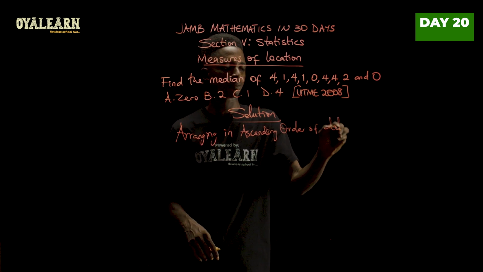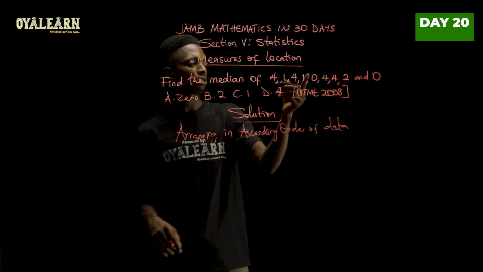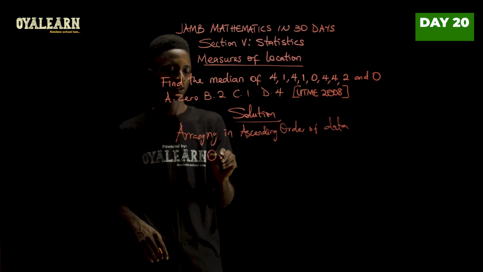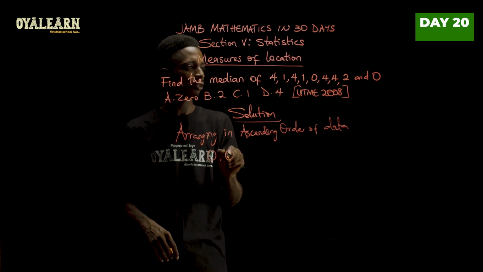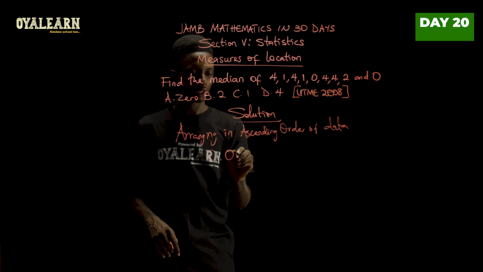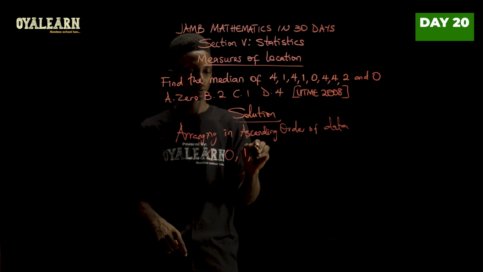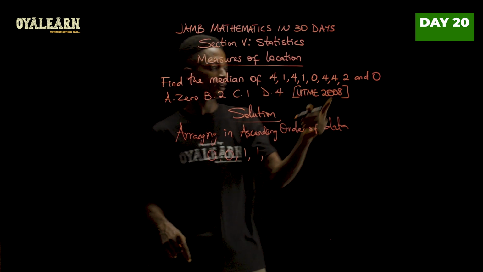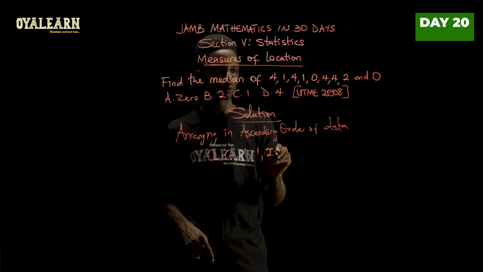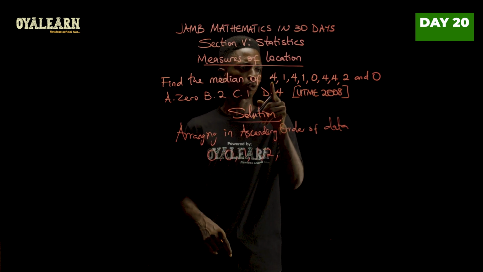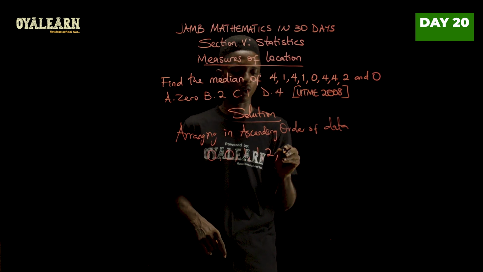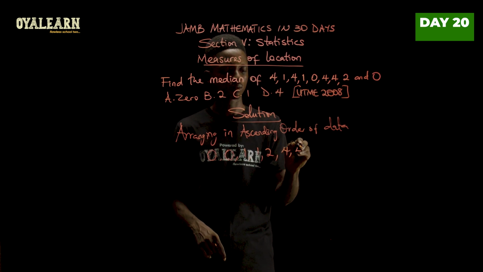Of data. Meaning we're going to start with 0, then 0. There are 2 zeros there. So now to 1, we have 1, 2, 2 ones. Then we have a 2, and then we have 4, which is 1, 2, 3, 4. 4 appears 4 times.